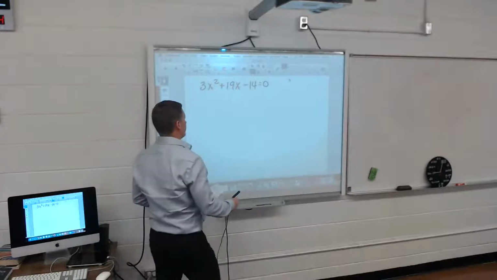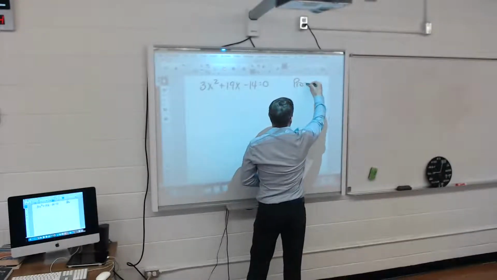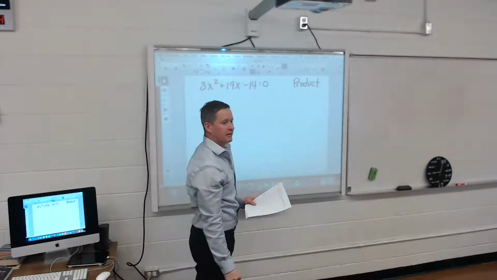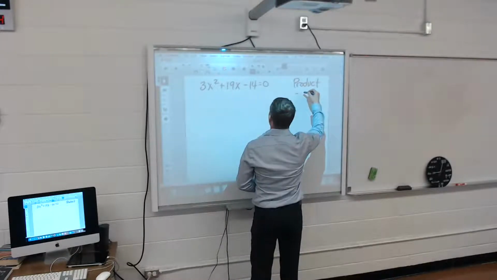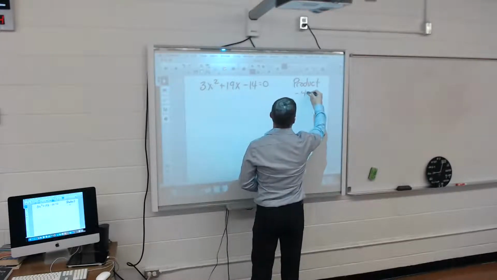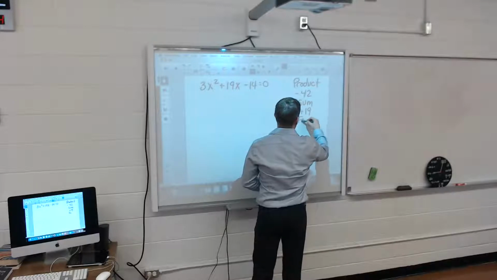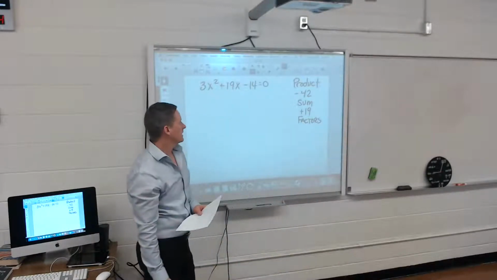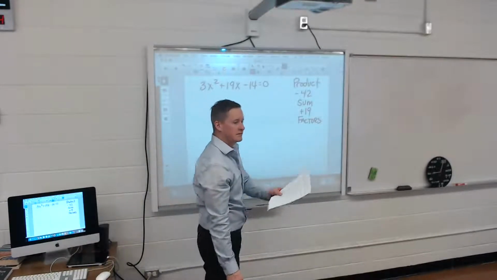So I could have factored this too. I'm going to show this method of factoring. So the product, I take 3 times negative 14. That's going to give me negative 42, right? My sum has to equal plus 19. So I need the factors of negative 42 that add to give me 19. So what do you got?